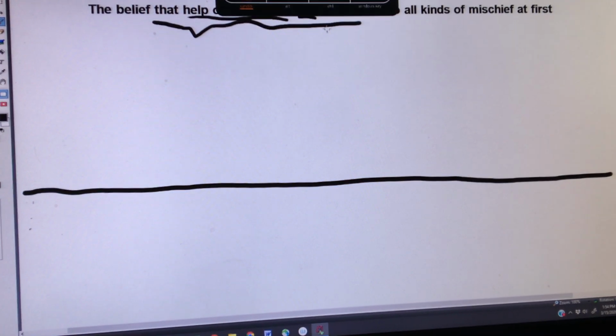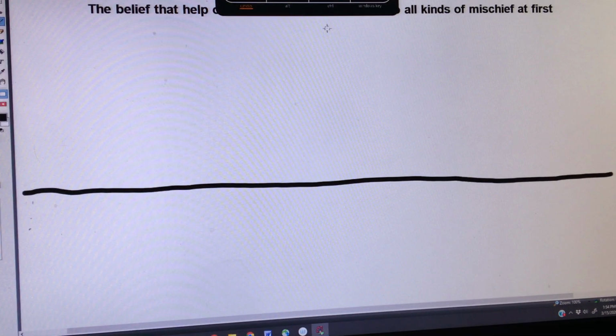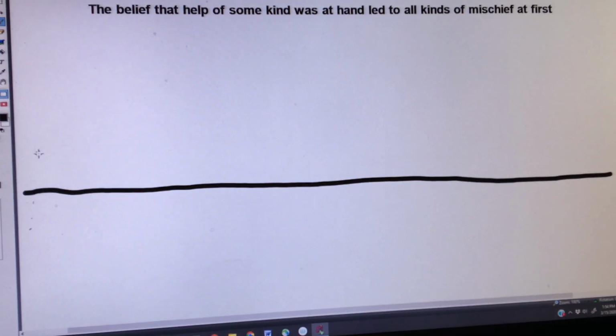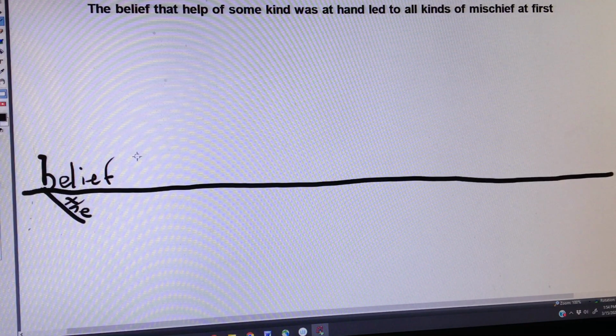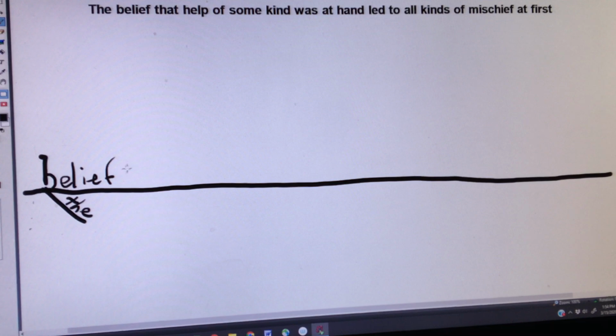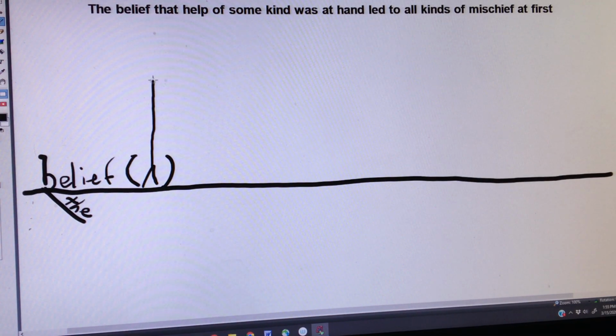So with that, we can start to diagram this. We put belief here. That's our subject, the belief. Now, this noun clause, that help of some kind was at hand, is an appositive. It is the belief. The belief is that help of some kind was at hand. And so that means we need parentheses to show apposition. And like every noun clause, it goes on a pedestal.